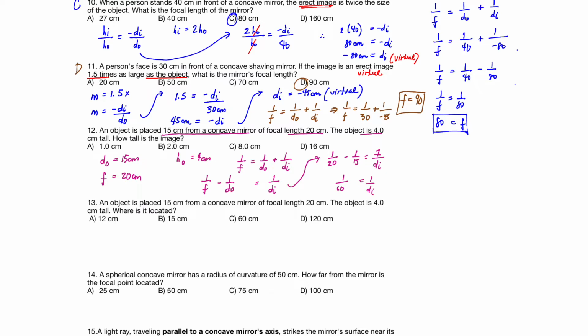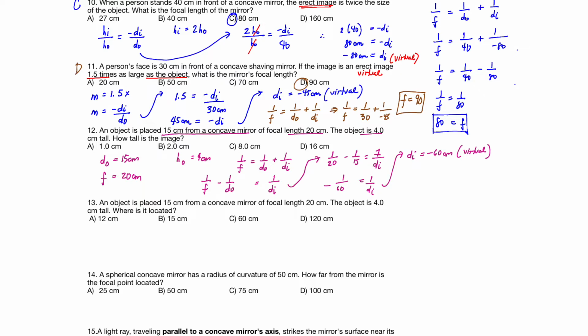Let me just double check using my calculator. 1 over 20 minus 1 over 15, I think that would be negative 1 over 60. And so the distance of the image is equal to negative 60 centimeter. And this represents a virtual image. Now, if you look here, concave mirror, focal length of 20, the object is 4 centimeter tall. The object is placed 15 centimeter from a concave mirror with the focal length of 20 centimeter. So meaning to say, it is inside the focal length. It is in between the vertex as well as the focal point. And so therefore, it will produce a virtual image.